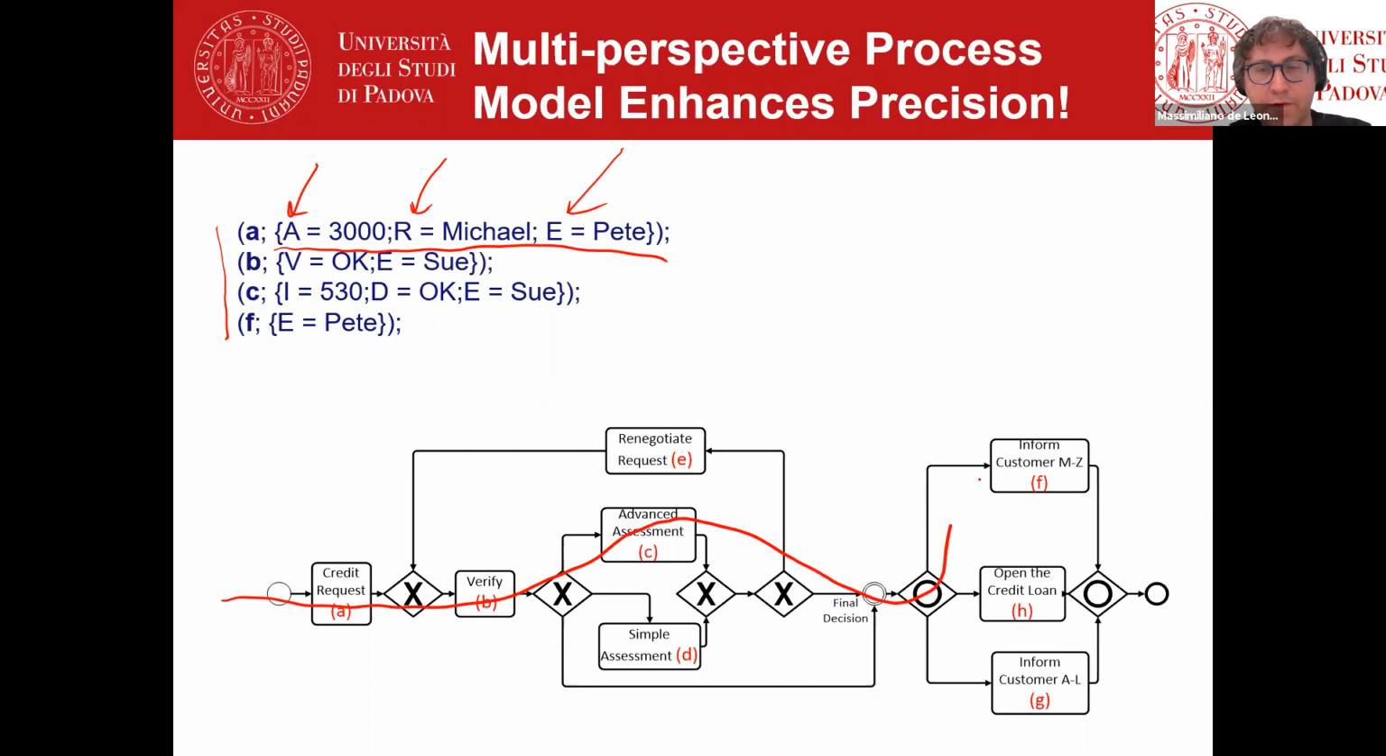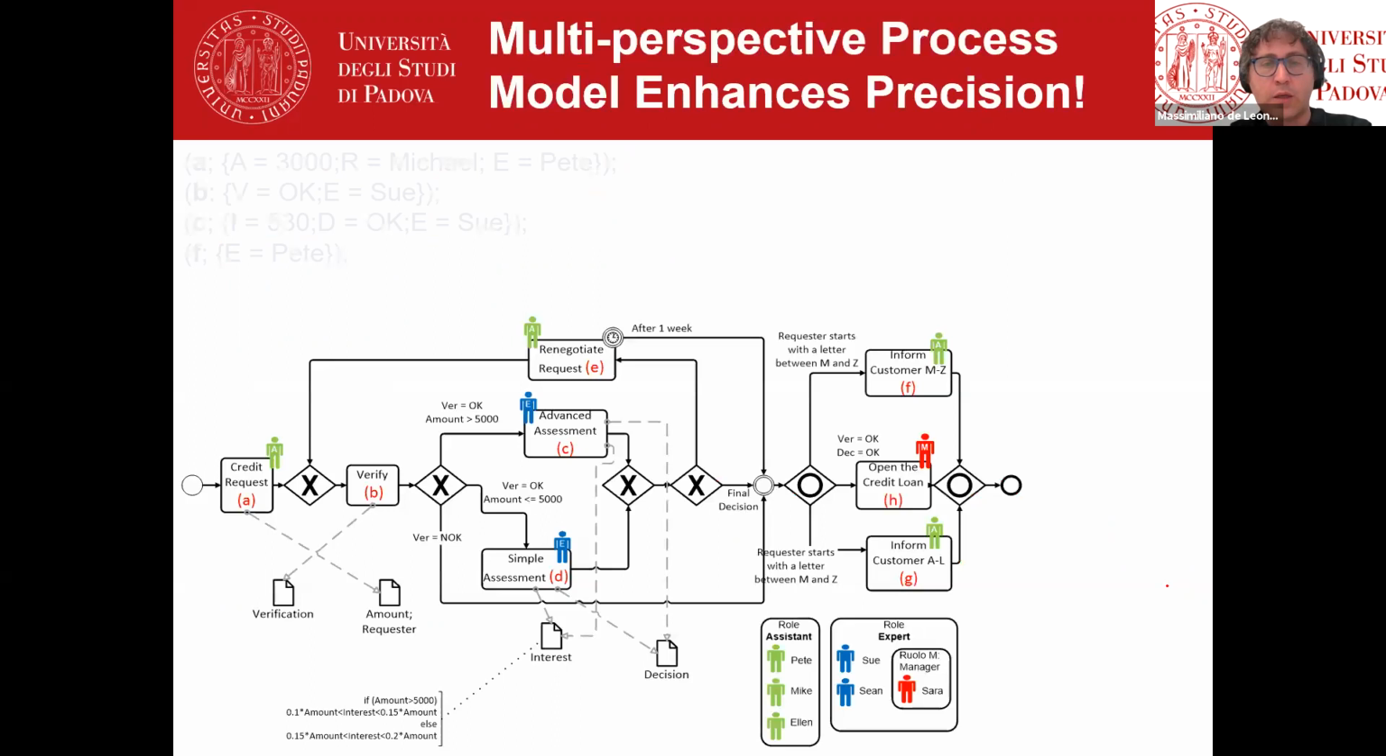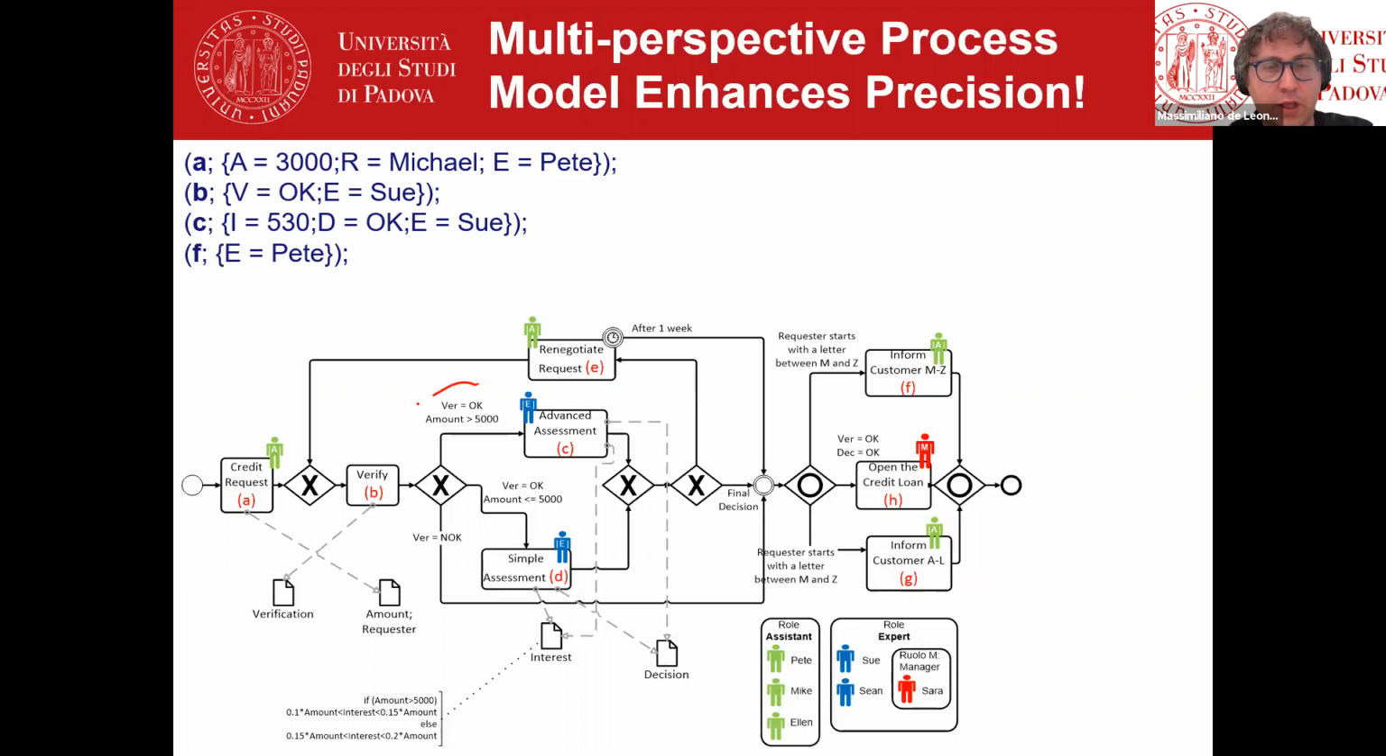So it's clear that if I take this execution, A, B, C, F, this execution looks like it is allowed by the model. But because this model is missing many perspectives, such as data, decision, resources, time, and others, it tends to not constrain the behavior enough. So now we take a multi-perspective model in which I specify the conditions that drive XOR splits. I explain the roles the resources need to play in order to execute activities. And when I do that, I realize that many things observed in this trace execution are actually not allowed by the model.